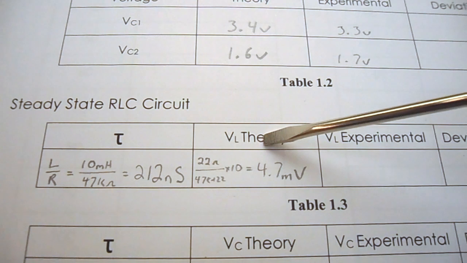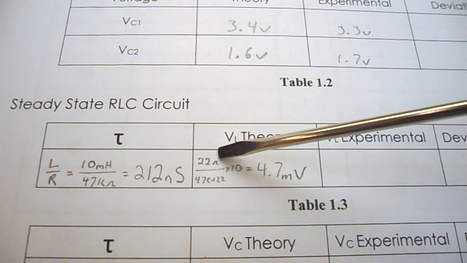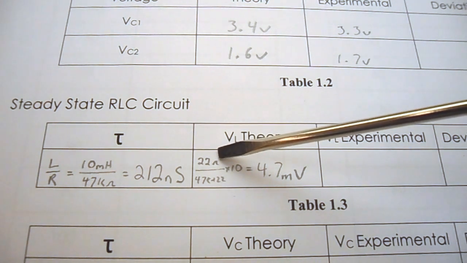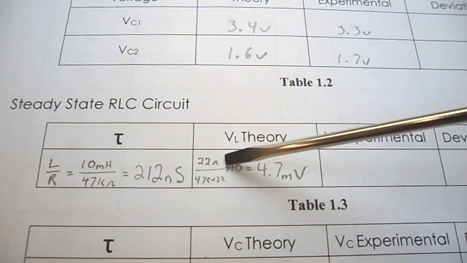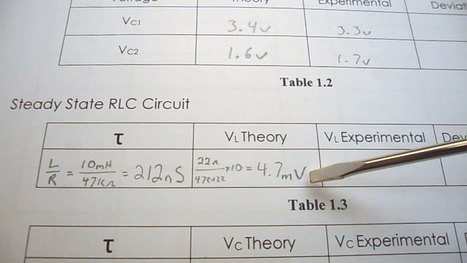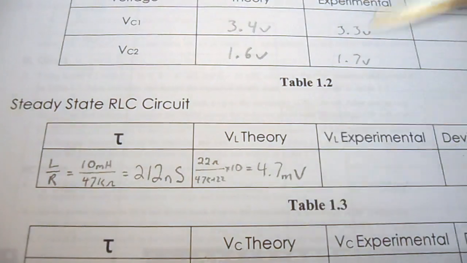VL theory is just a voltage divider. Now ideally an inductor is 0 ohms, but ours turned out to be 22 ohms. So using the voltage divider law, 22 ohms divided by 47K plus 22 ohms times 10 volts works out to approximately 4.7 millivolts. So we should see a very, very small voltage drop across the inductor.